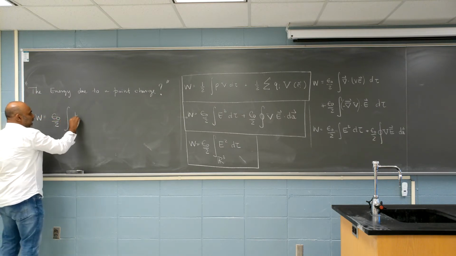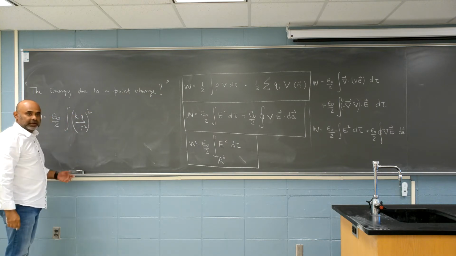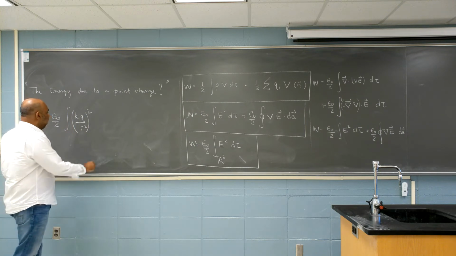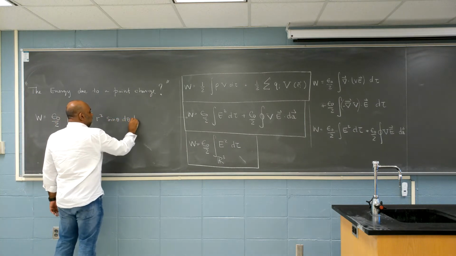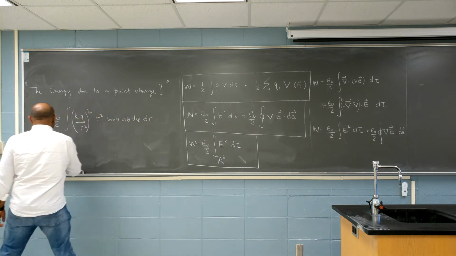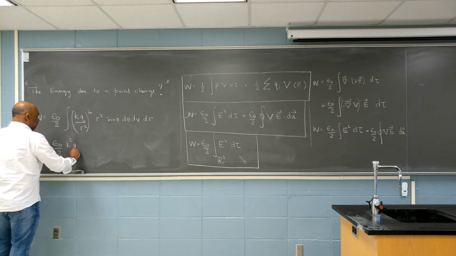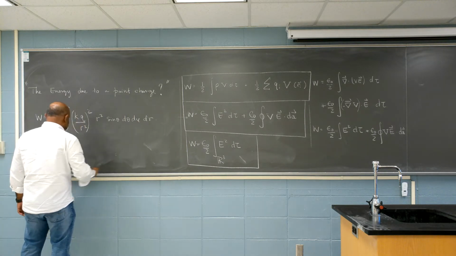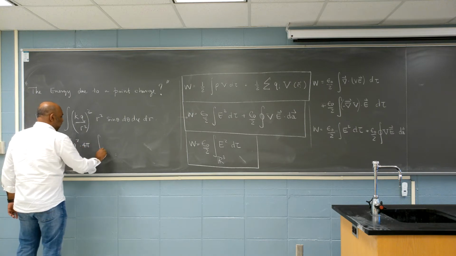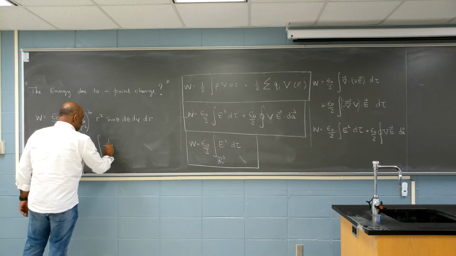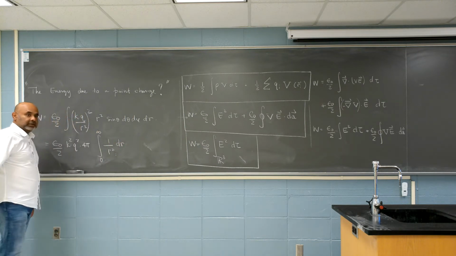E squared, kq over r squared, squared. Right? kq over r squared, just a magnitude, d tau. And you can see r squared sine theta, d theta, d phi, dr. I can do epsilon naught over 2, k squared, q squared. I can do sine theta d theta d phi, which is 4 pi. And then, all of a sudden, you have r squared dr from 0 to infinity.